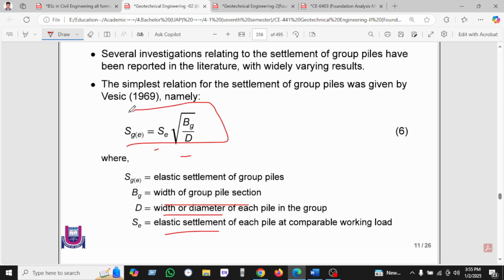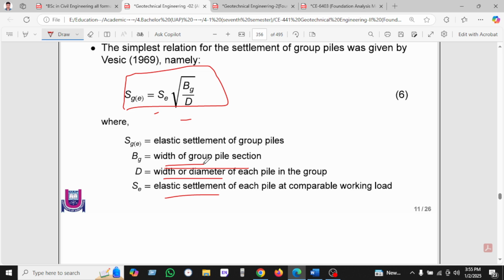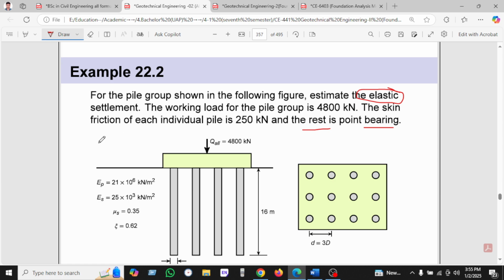The equation is given here, s equal to root over b into d, where s is the elastic settlement of the group pile, b is the width of the group pile section, and d is the diameter of each pile in the group, and s is the elastic settlement we have already seen. So this is the first example of the elastic settlement of the group pile.